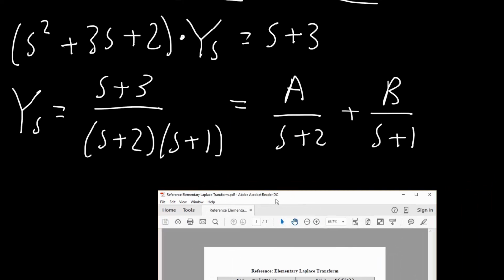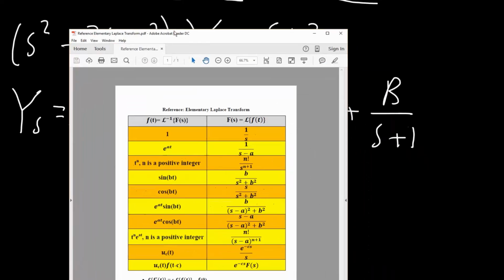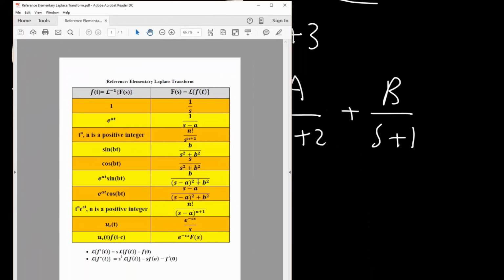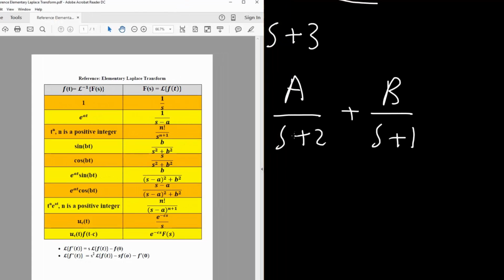We're doing this because s plus 3 divided by s plus 2 times s plus 1 doesn't correlate with any Laplace transform. It's not connected anywhere here. But A divided by s plus 2 plus B divided by s plus 1 would relate to this, 1 divided by s minus a. So if we say s minus parentheses minus 2, it would be in this form. So we just need to find A and B, and we can get our answer to be something similar to this. So we'll do that.